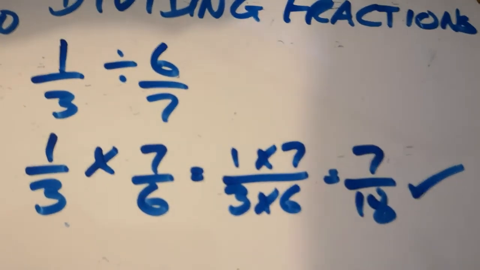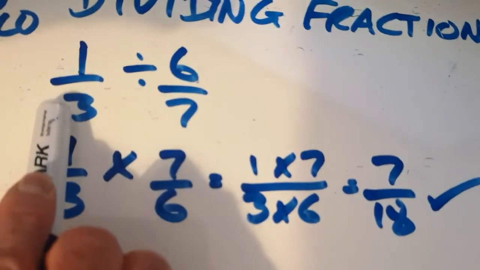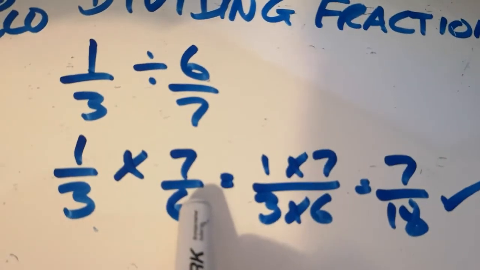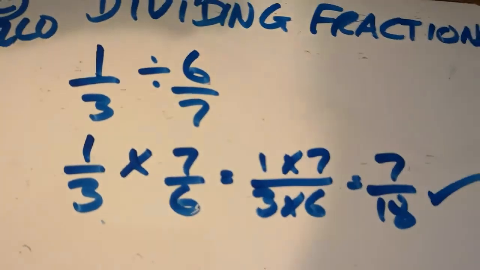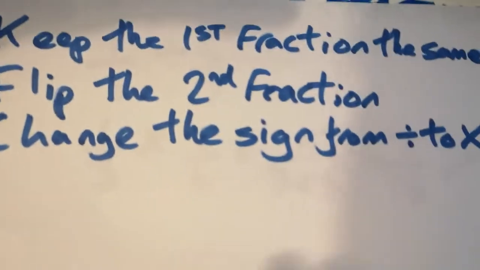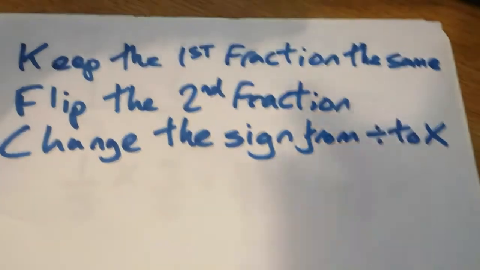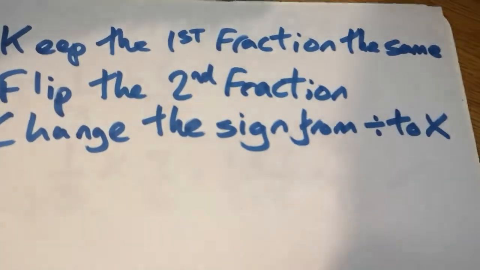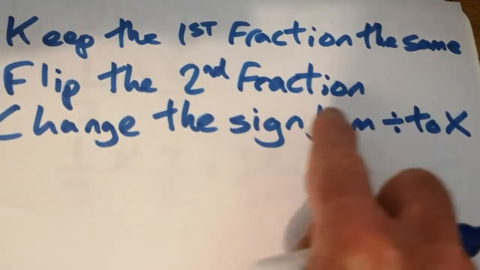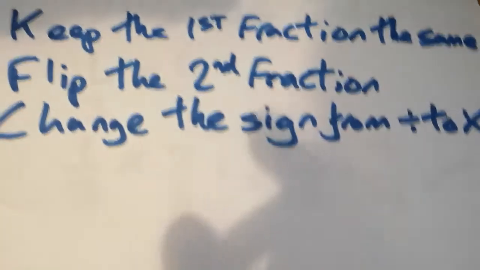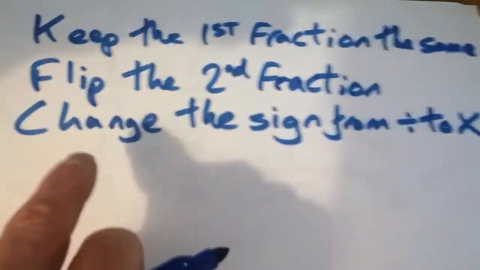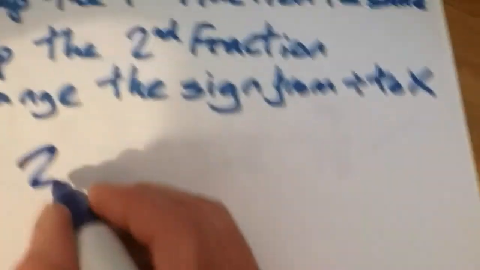And it's a little thing to keep in mind: keeping the first fraction the same, flipping the second, changing the sign. Okay, so a little way of remembering that is KFC, if you like your fast food. Keep the first fraction the same, that stays the same. Flip the second fraction around so you're finding the reciprocal, and change the sign from divide to times. We'll look at another example here.